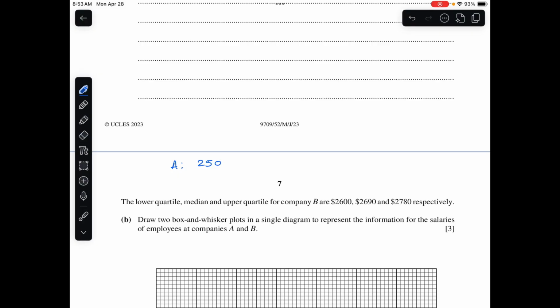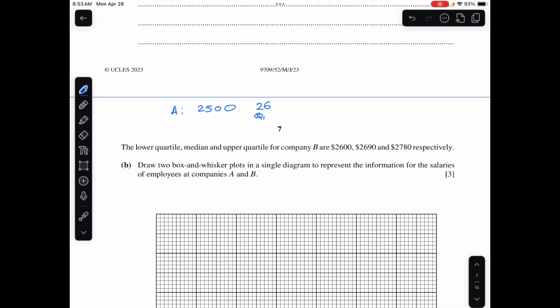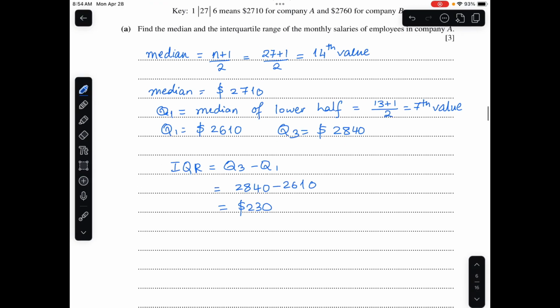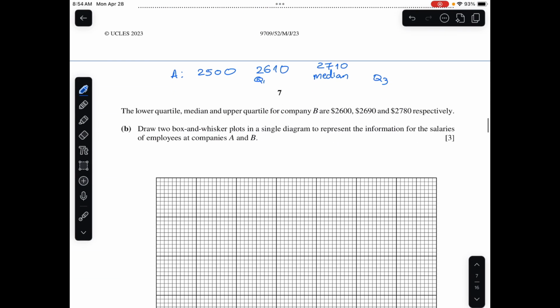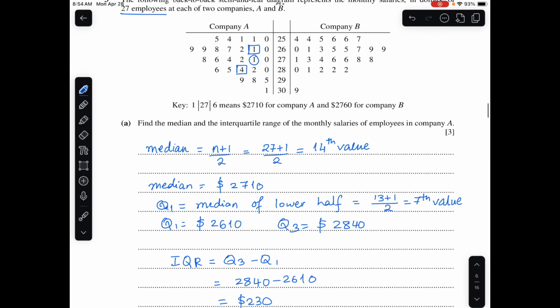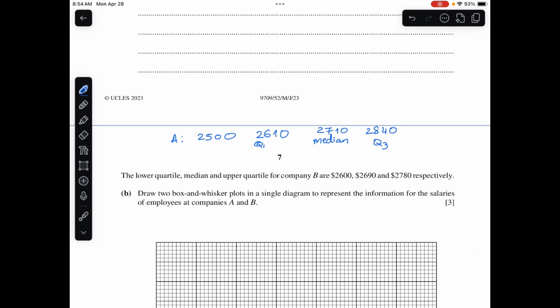Let me just list it down. That's the least value. Then we need Q1, which we calculated, 2610. Then we need the median, that is 2710. We need the Q3, which is 2840. And we need the highest value, which is the last value in this plot. So it is 3010.